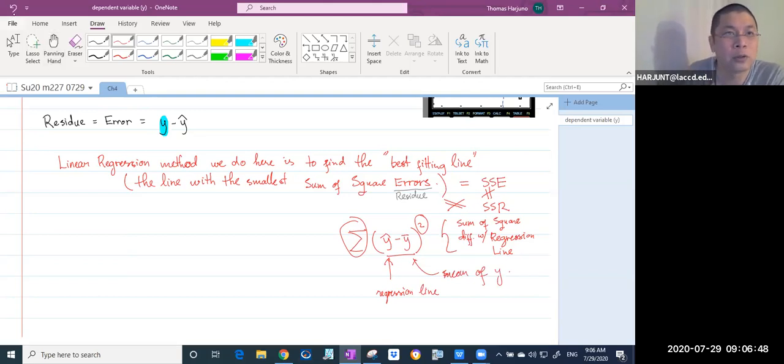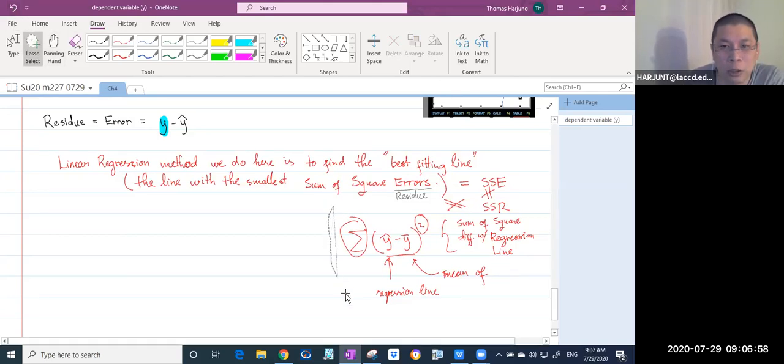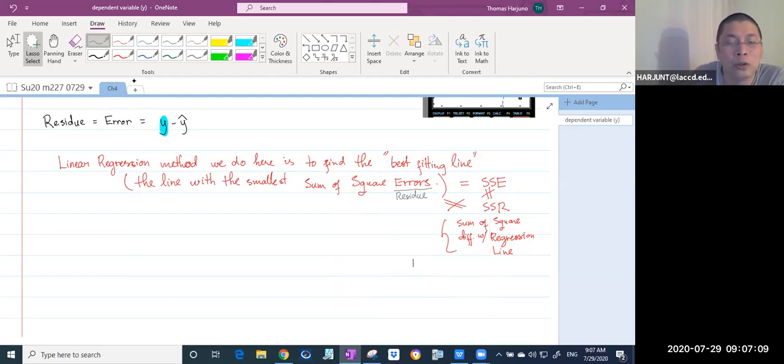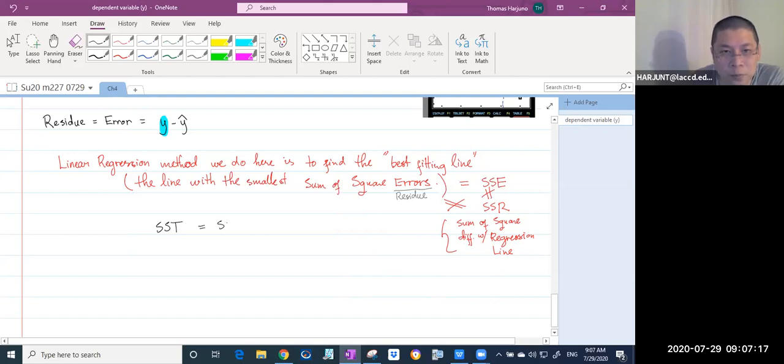Now I hope you start getting confused. If you don't get confused, then you're not paying attention. You should get confused because of the terminologies not being used by our textbook, not in line with what's supposed to be used by more general statisticians. Okay, now you will see later on sum of square total difference is equal to sum of square errors plus sum of square due to regression line.